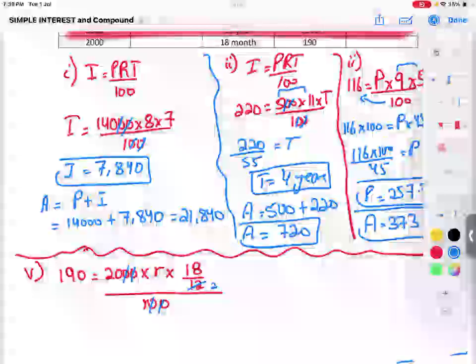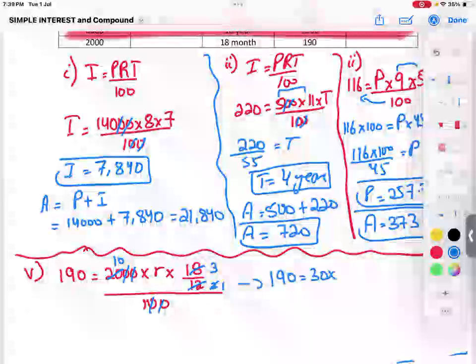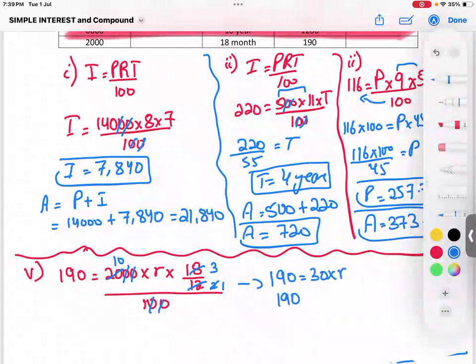Zero will be cancelled out. 6 twos are 12, 6 threes are 18, so 10 threes are 30. So now you can see 190 is equal to 30 multiplied by R. 190 divided by 30 is equal to R. Zeros will be cancelled out. 19 divided by 3 will give us 6.33.